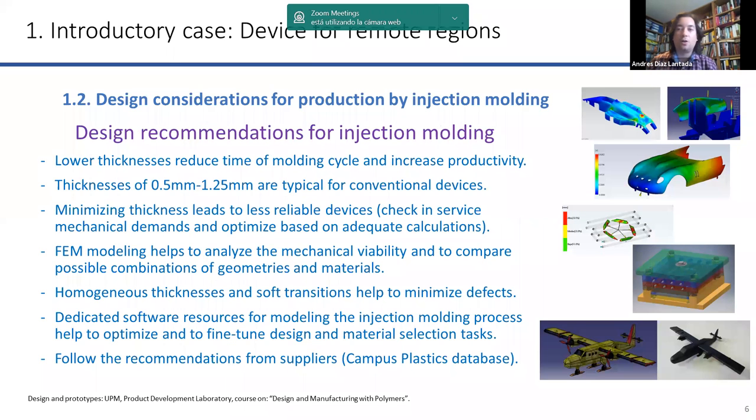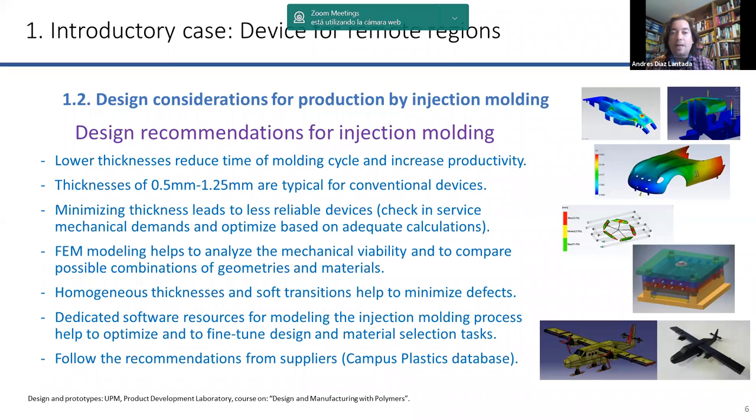Just some minor design recommendations for injection molding. It is important to have as low thicknesses as possible, because lower thicknesses reduce molding time and the molding cycle, increasing productivity. If you have reduced thicknesses and homogeneous thicknesses, you will obtain interesting devices designed for injection molding.